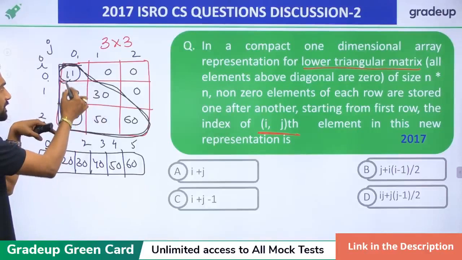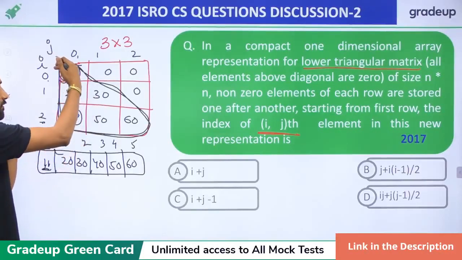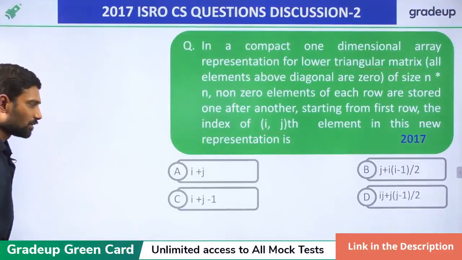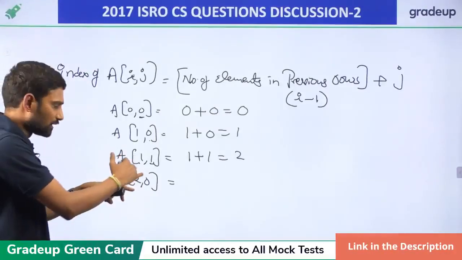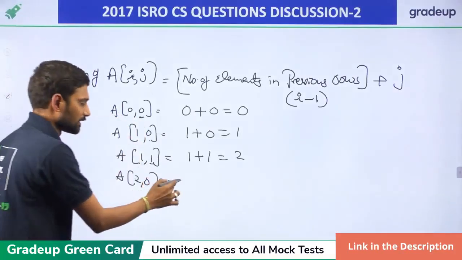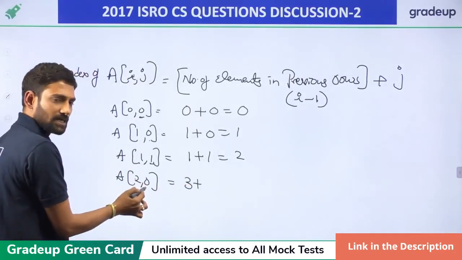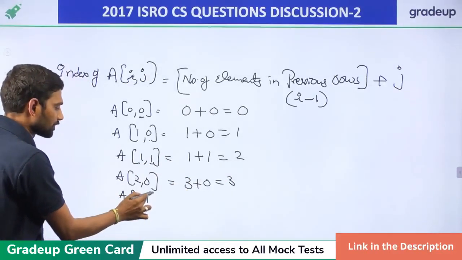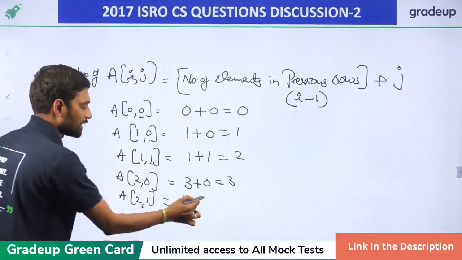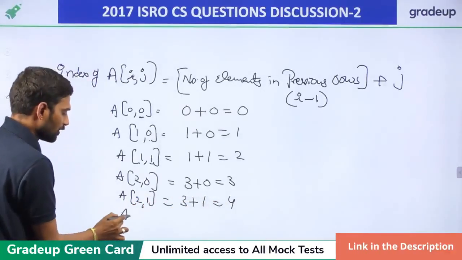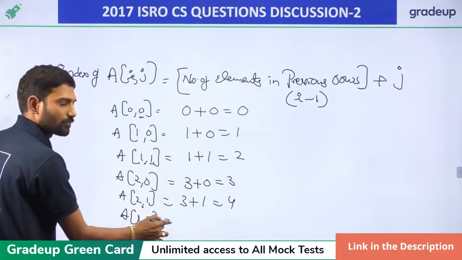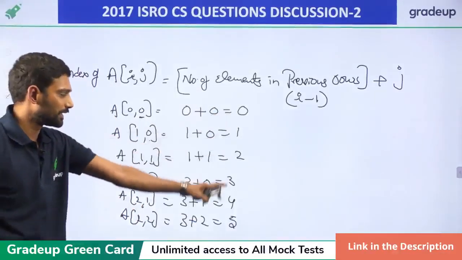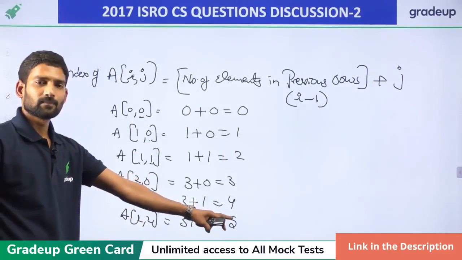1, 2, 3 elements. Right? 1 element, 2 elements in the second row. So, before this row, how many elements are there? 3 elements plus what is j value? 0. A of 2, 1. Before these 3 elements, j value is 1. A of 2, 2. Before these 3 elements, A of j value is 2. So, which is 5. So, do you got the indices 0, 1, 2, 3, 4, 5?